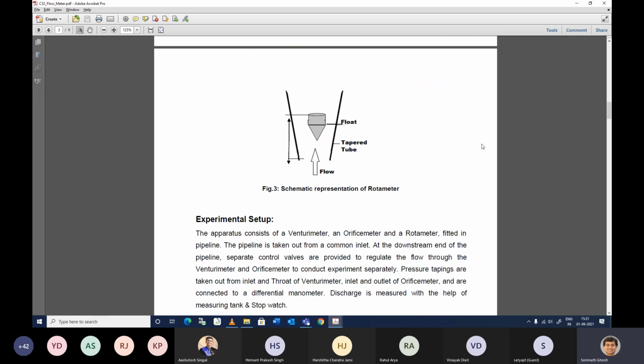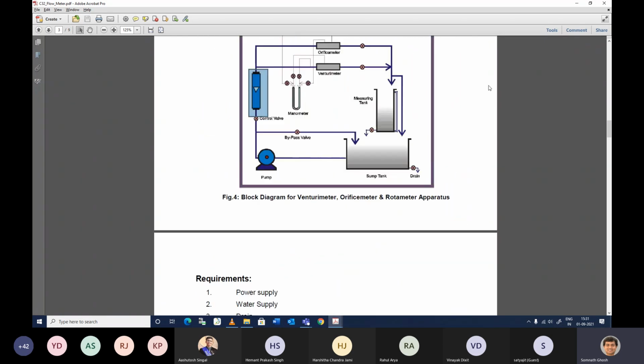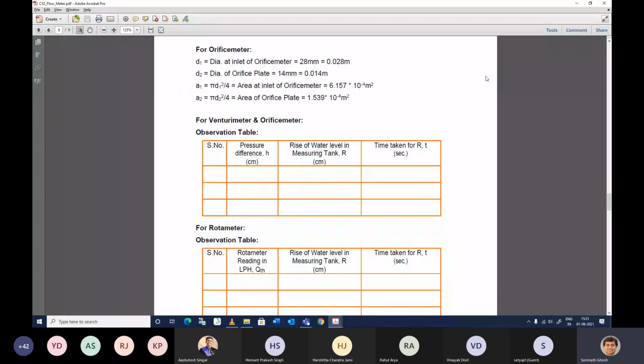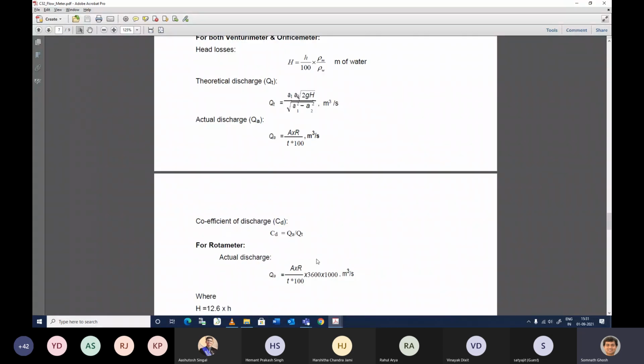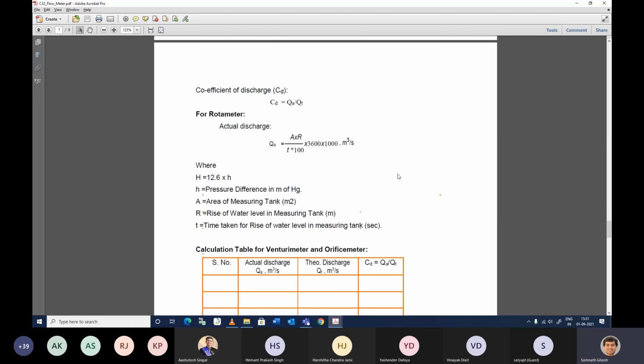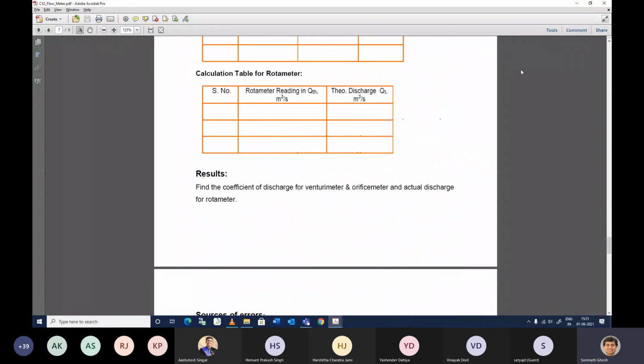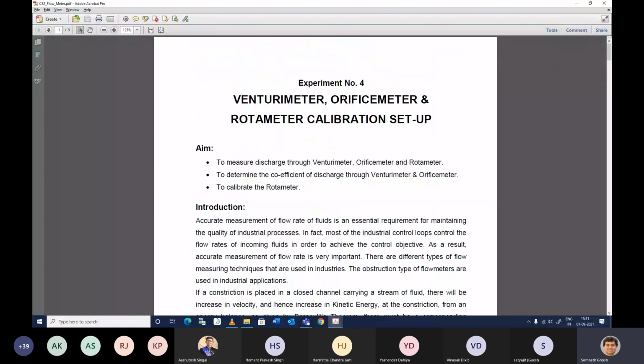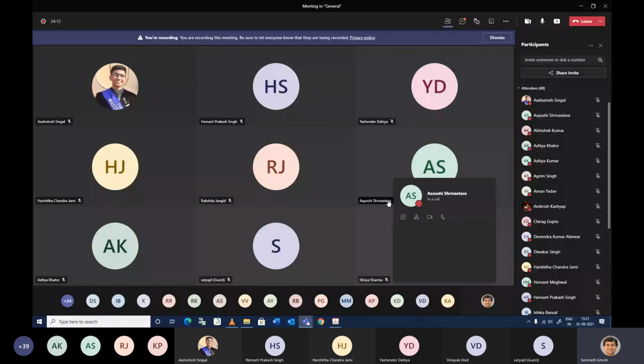Now from all those quantified parameters, you can calculate all the values which you need to calculate. It's a very simple experiment, and it will not take lots of time to do all those calculations, apart from this Bernoulli's equation, because you also need to derive Bernoulli's equation from Newton's second law. So that's all for the venturimeter, and that's all for both the experiments, the Bernoulli's experiment as well as the venturi, orifice meter and rotameter. Any questions till now?